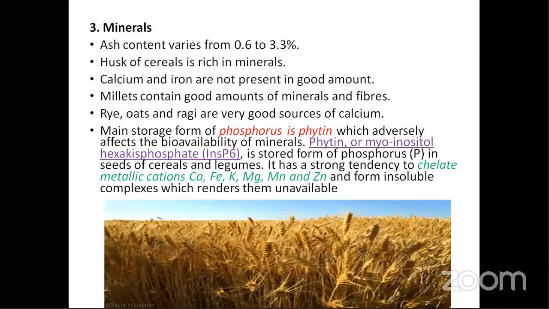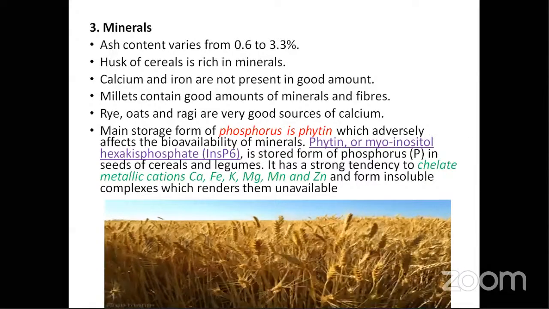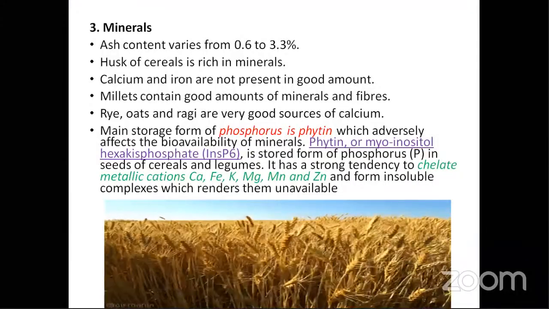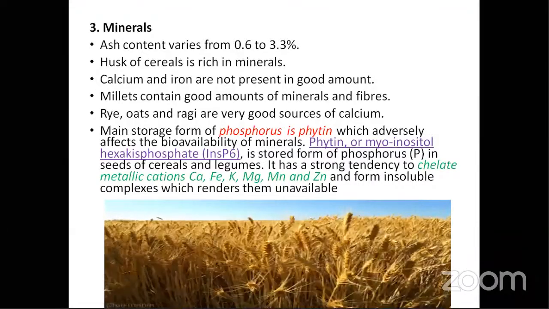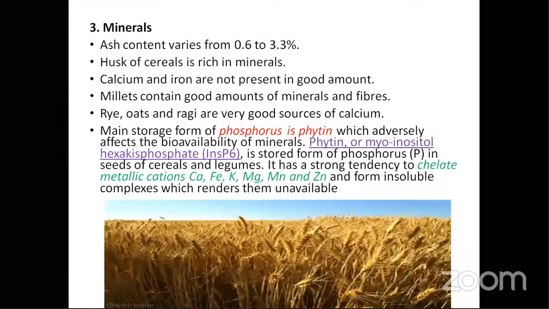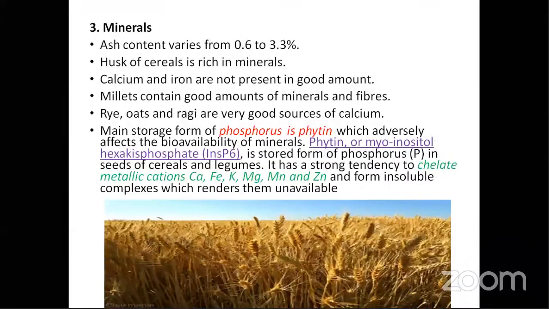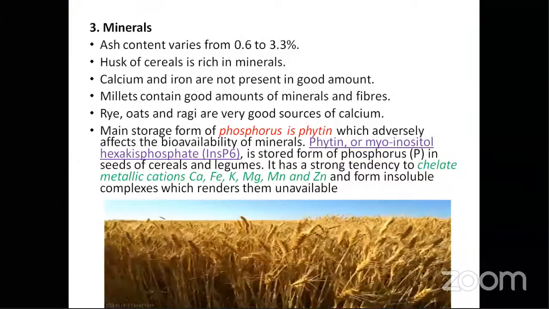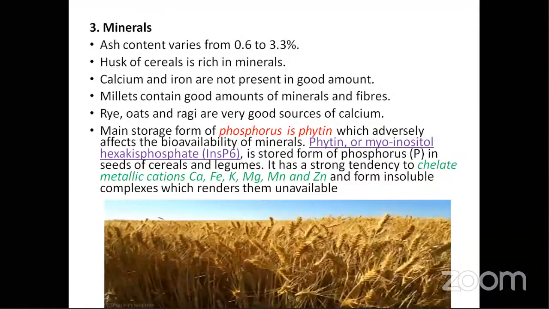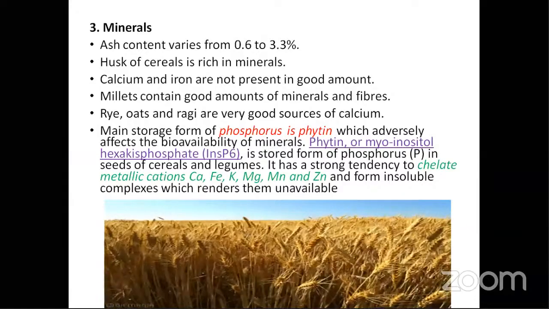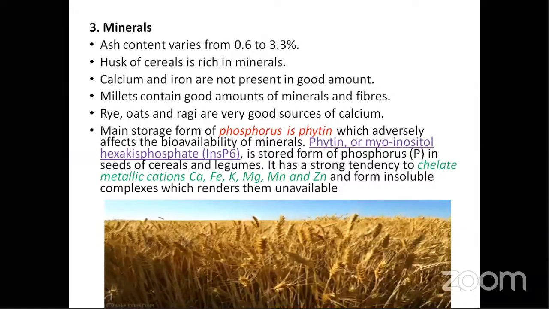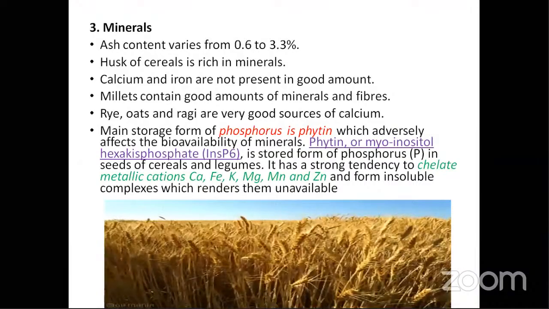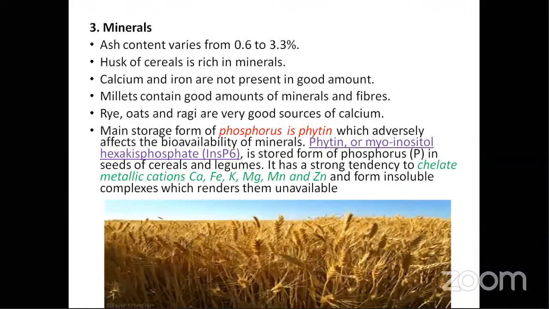Then come the minerals. Usually we determine the ash content, which is an indirect estimation of the minerals present in these cereals. This ash content varies from 0.6 to 3.3%, and usually the husk of cereals is rich in minerals. Among minerals, calcium and iron are present in limited amounts. But in the case of millets, like rye, ragi, or oats, they are considered very good sources of calcium. But as you know, there are one or two bad things with some good things.